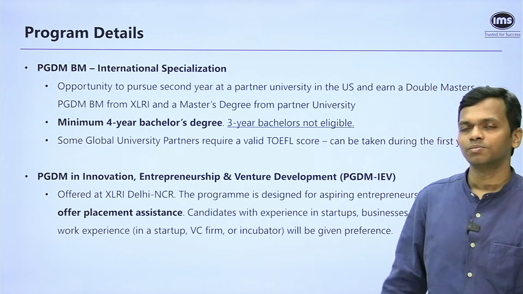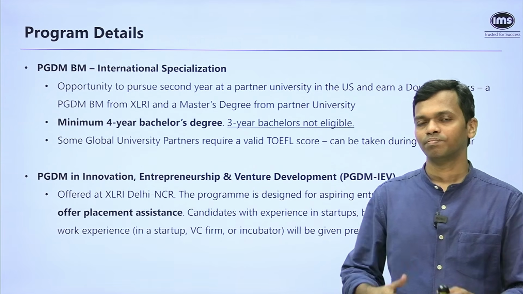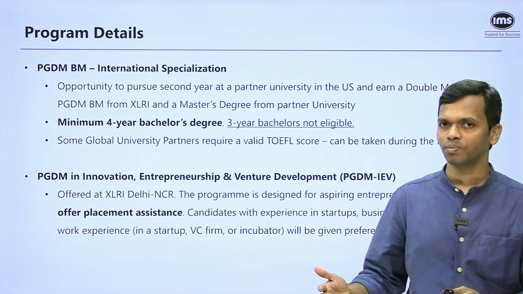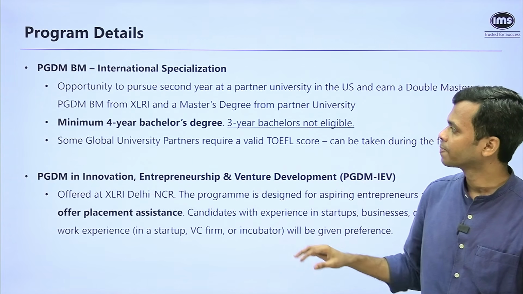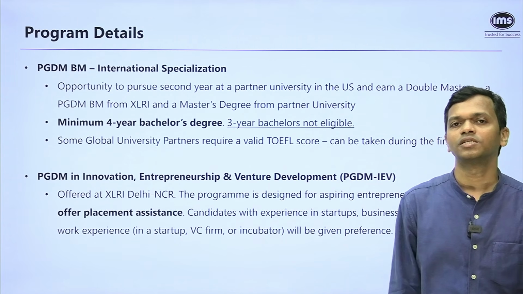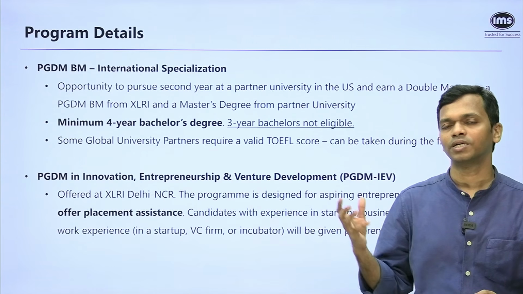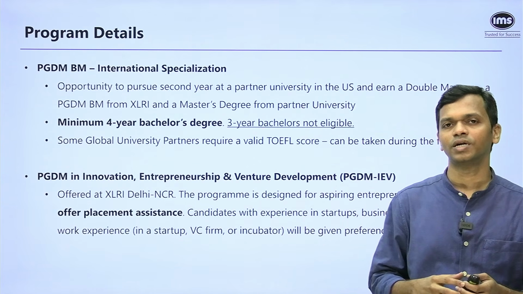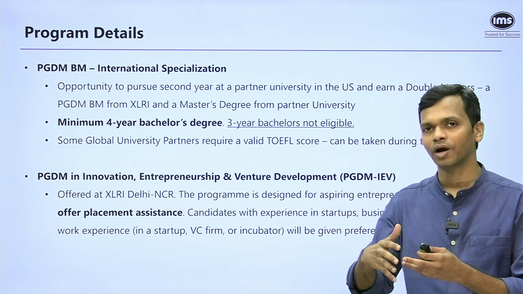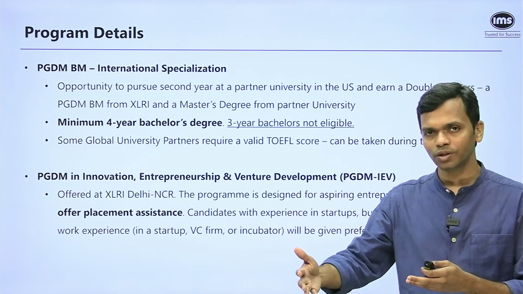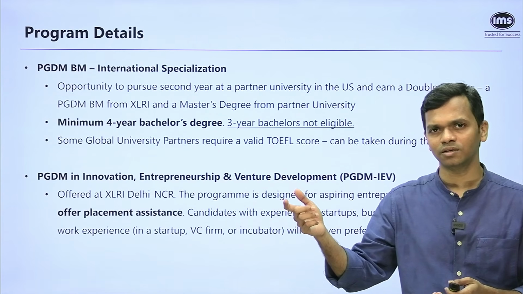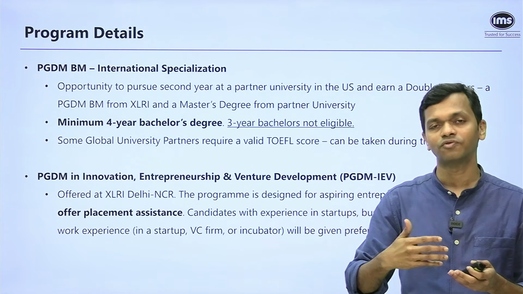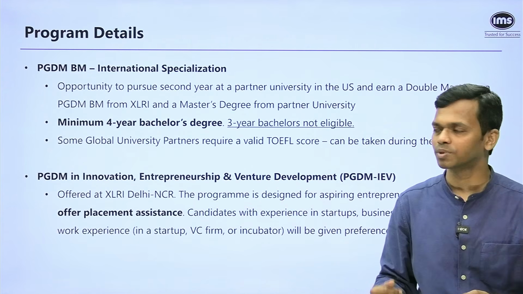Now this requires a minimum 4 years bachelor's degree. People who have a 3 years bachelor's will not be eligible for this international specialization track. Some global partner universities will also require a TOEFL score, but it's mentioned in the document that you can take it in the first year. So you don't need to have that score right now. You can join the program and at a later point of time you can take TOEFL, because the second year is at the partner university. So you have the first year to prepare for that experience.